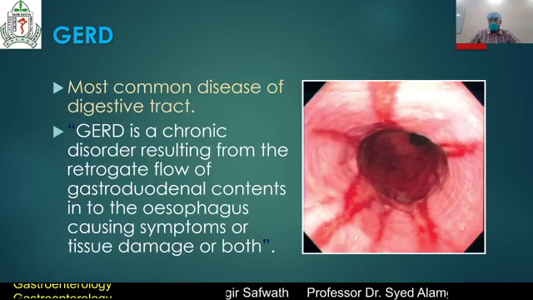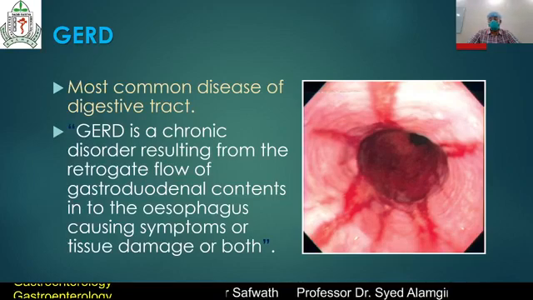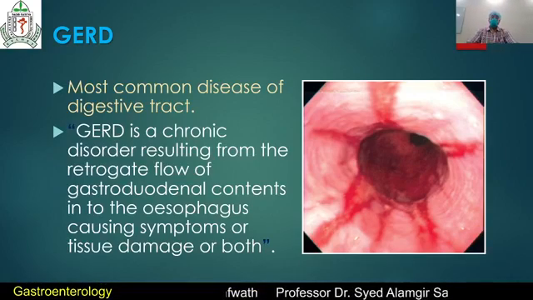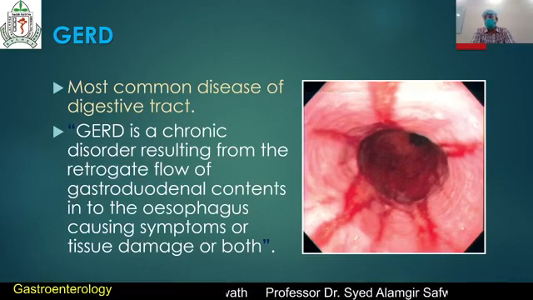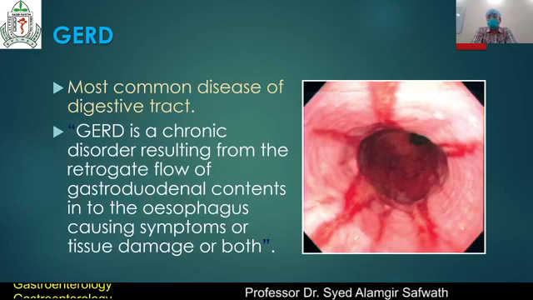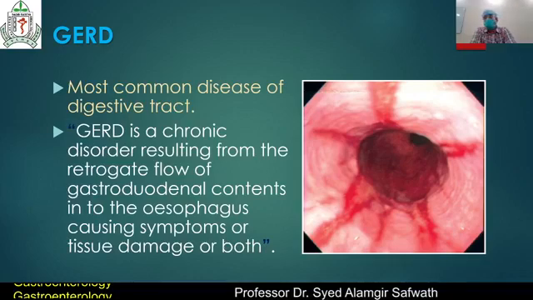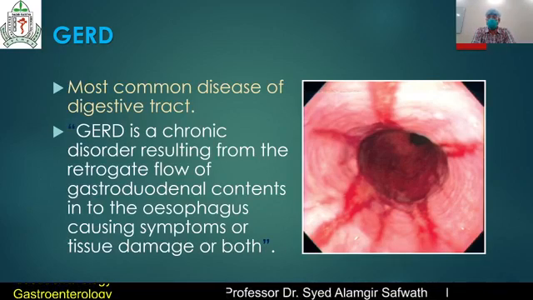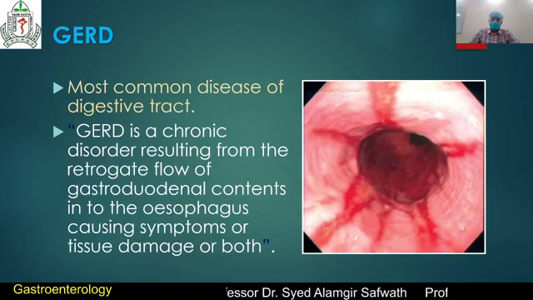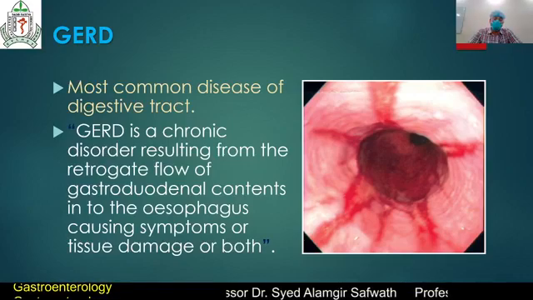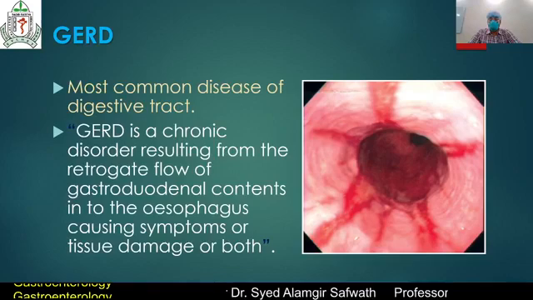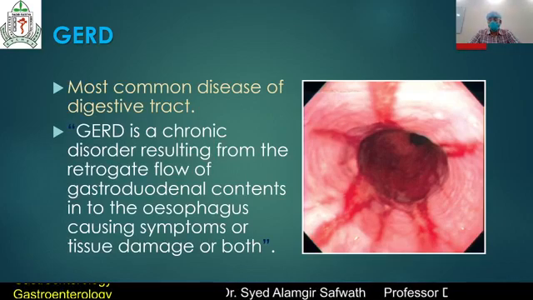GERD is a chronic disorder resulting from the retrograde flow of gastroduodenal contents into the esophagus, causing symptoms or tissue damage or both. So what happens here, our stomach contains food particles mixed with acid and pepsin. Normally, the tonicity of the lower esophageal sphincter prevents the gastric contents from passing into the esophagus. But if there is any problem with the tonicity of the lower esophageal sphincter, or if there is raised intra-abdominal pressure due to any cause, it can give rise to passage of gastric content into the lower esophagus. Thereby, the acid and pepsin coming in contact with the mucosa at the lower esophagus will cause erosions and ulceration, and thereby several symptoms. And this is GERD, or gastroesophageal reflux disease.